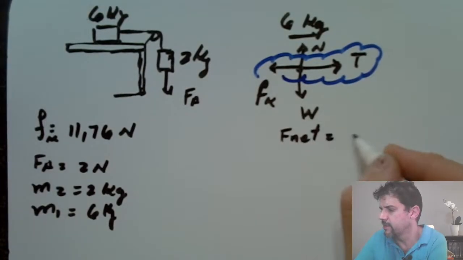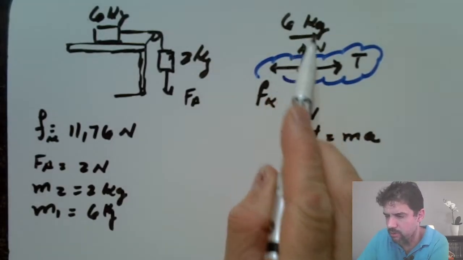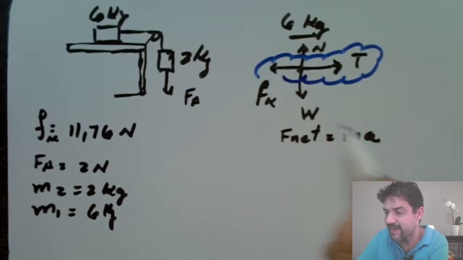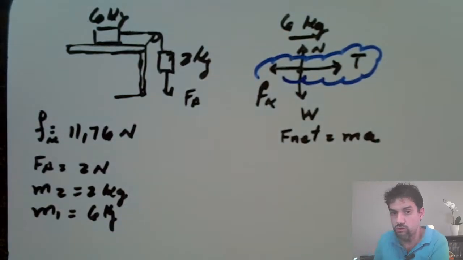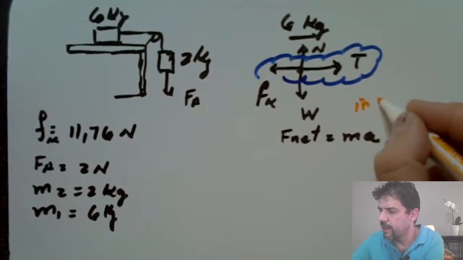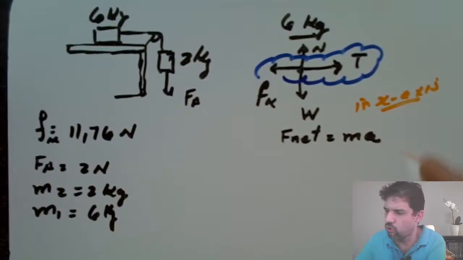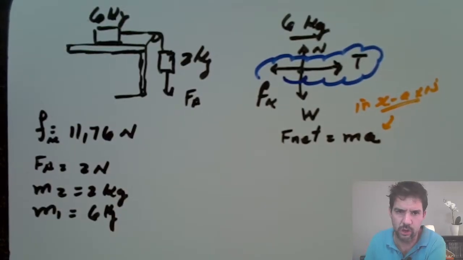F net is equal to ma. We are working for the 6 kilogram block. We are working in the x-axis. If you think you are going to forget, you may write a note saying "in x-axis." This one is to organize your work, and that is where we are going to start working now.